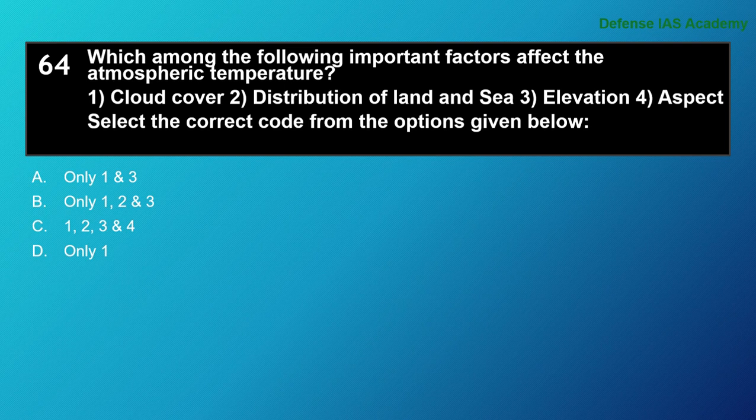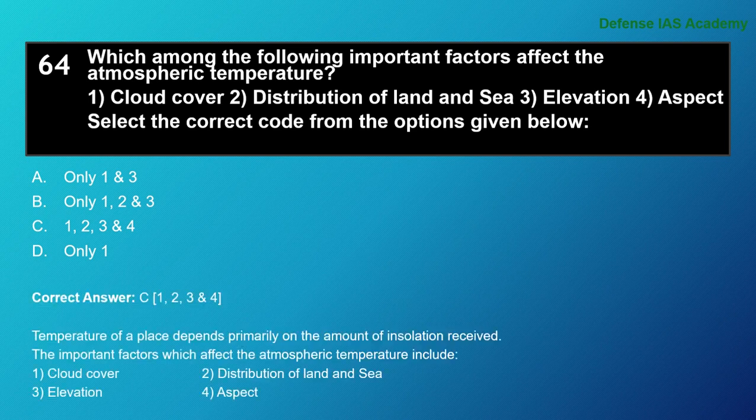Next question: which among the following are the important factors that affect the atmospheric temperature? 1. Cloud cover. 2. Distribution of land and sea. 3. Elevation. 4. Aspect. Select the correct code from the options given below. The answer is option C. 1, 2, 3 and 4 means all the four factors affect the atmospheric temperature.